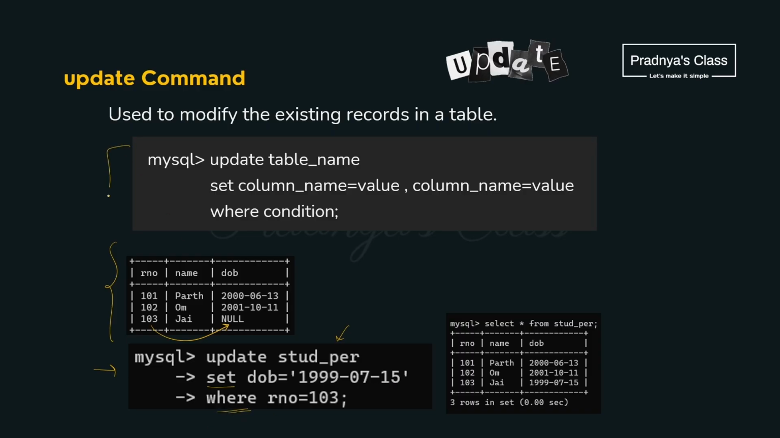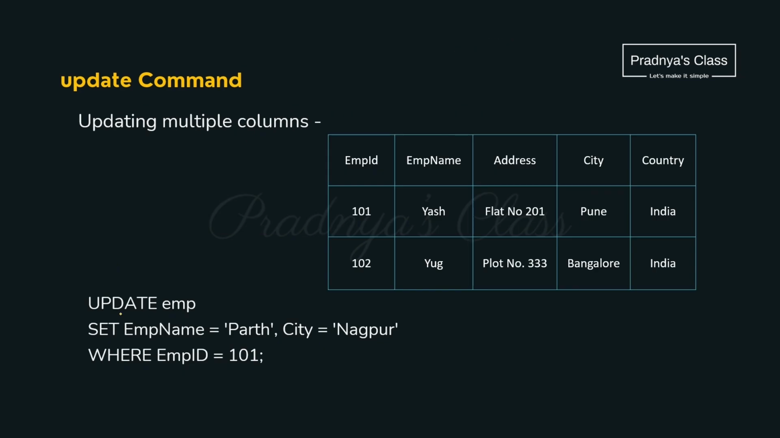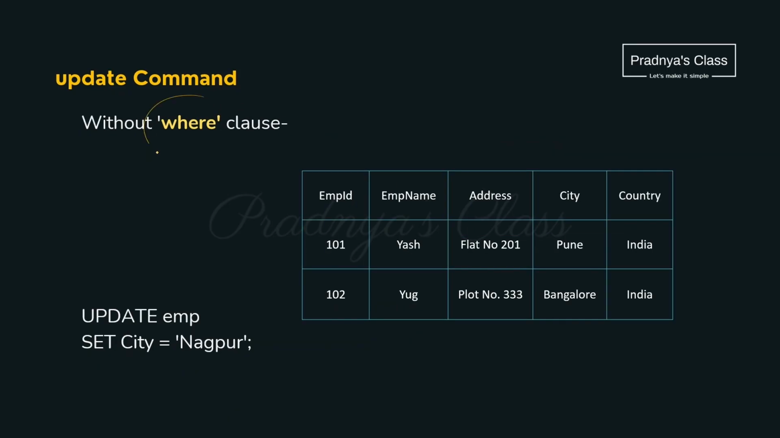Now you will easily understand the syntax. Update table name, set column name. This column name you will have to mention from the table, and the value you want to set, you will be writing here along with the where condition. Otherwise it will update all the dates of birth. So if required, write the condition. If you want to update more than one column, you can do it by separating them with a comma. If you do not write a condition with the where clause, the update will happen in all the rows.